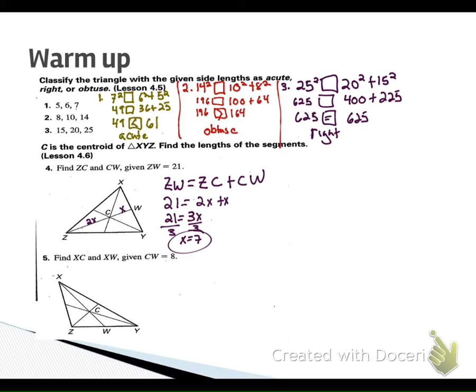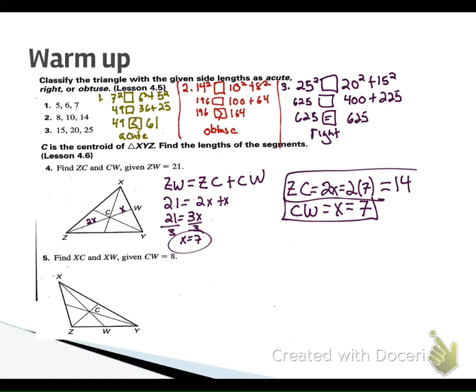Okay, now that we have that, we have to solve for the two smaller segments. So we want to find ZC, which equals 2x, which equals 2 times 7, which is 14, and then we have CW, which is just x, which is just 7, and we have our two values that we were looking for.